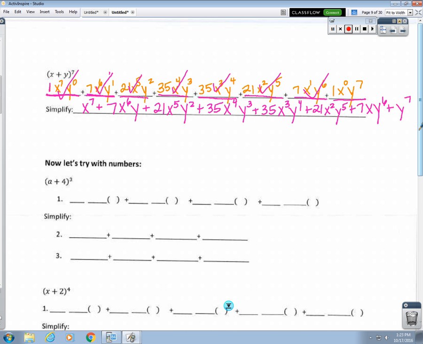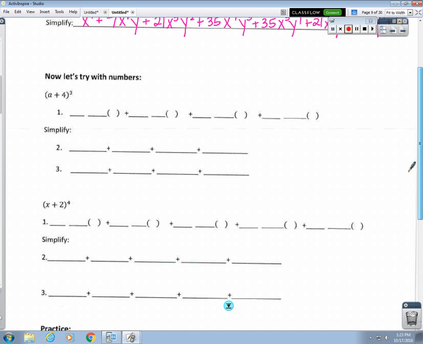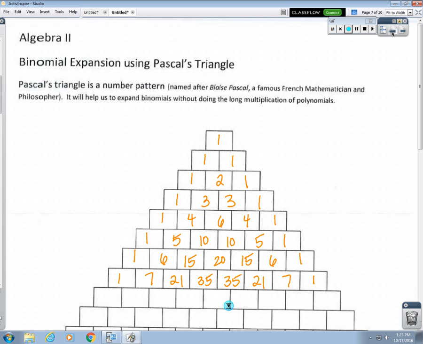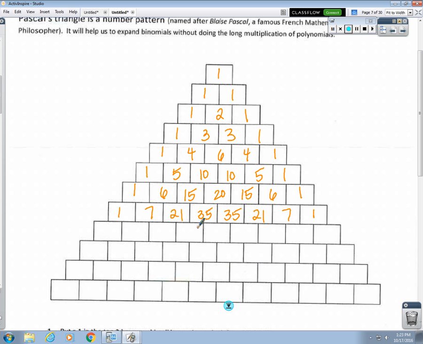Now today we're going to be trying it with numbers. The same rules apply. It's just when we go to simplify, there might be a little more to do with numbers. The first thing I need to do is find the coefficients from the triangle. Since this is a plus 4 cubed, I go to the triangle. Which row do I use? 1, 3, 3, 1, right?